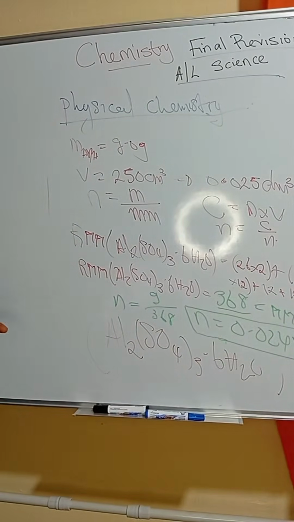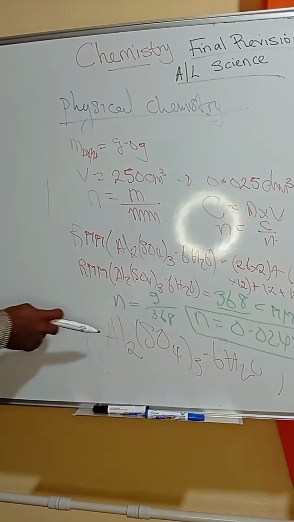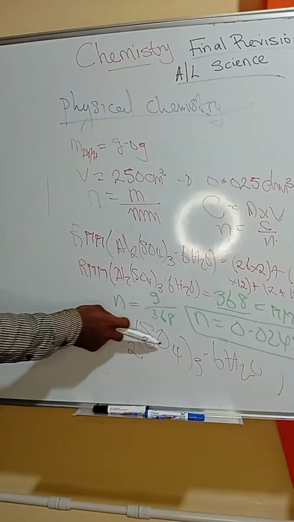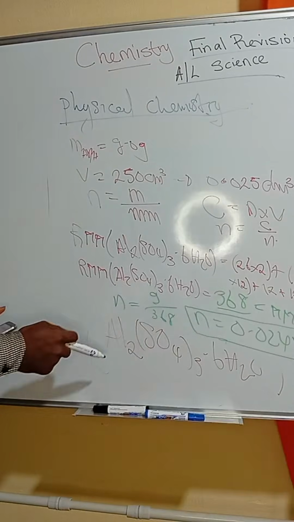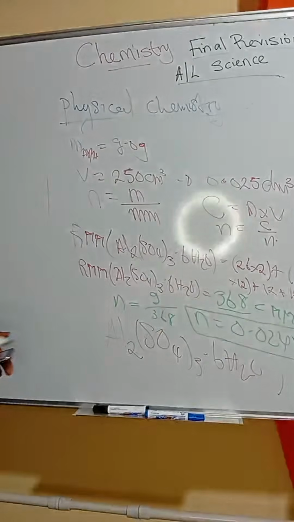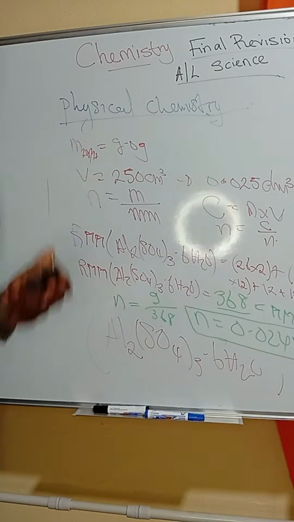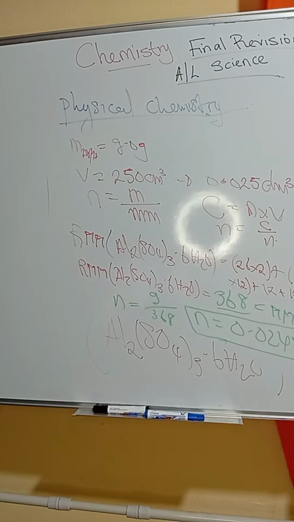Like I said, the formula for aluminium sulfate hydrate is given to us as well: Al2(SO4)3 dot 6 water. That is the formula for aluminium sulfate hydrate, or hydrated aluminium sulfate. So this is what you are supposed to do to have the number of moles. Now the question continues.